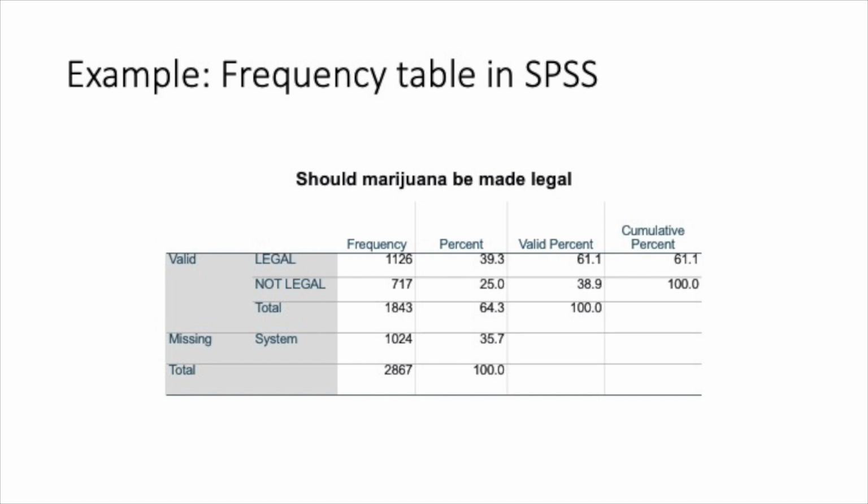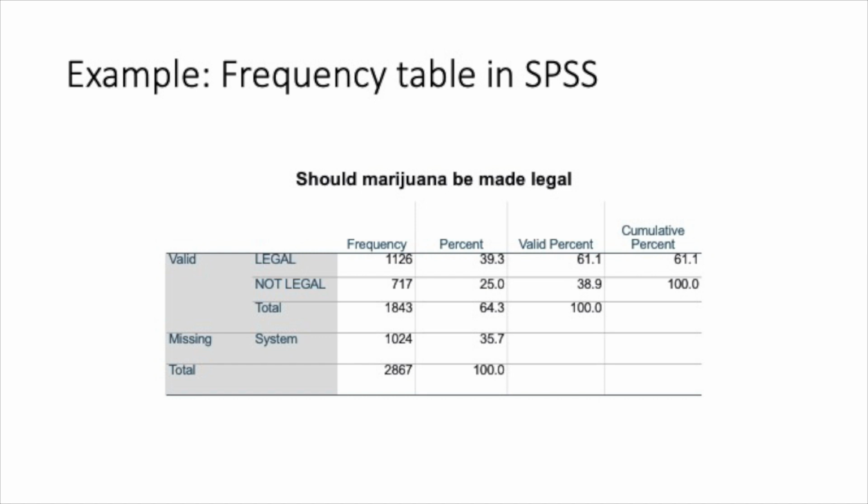Now beside that, you see percentages. Under the percent column, all it's doing is taking the frequency in the previous column and turning it into a percentage. So for the top one, 39.3%. I didn't calculate it, but it should be 1,126 divided by 2,867. That's going to give us 39.3%. And then down the line, you see 25%, 64% is the total, and then we have 35%, 36% missing.